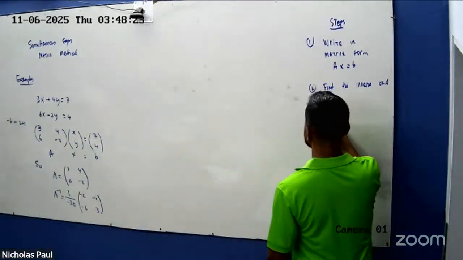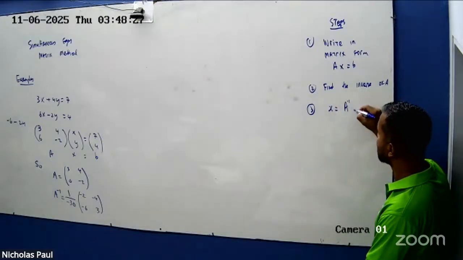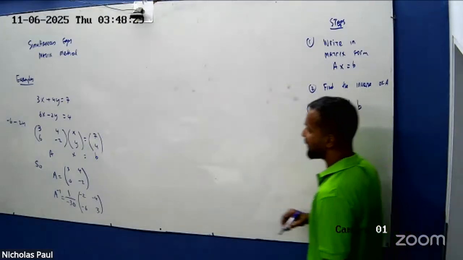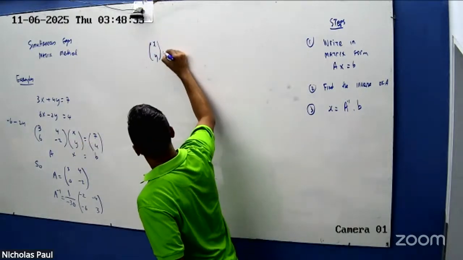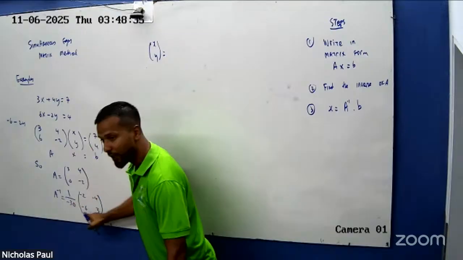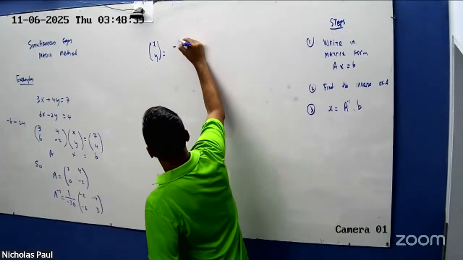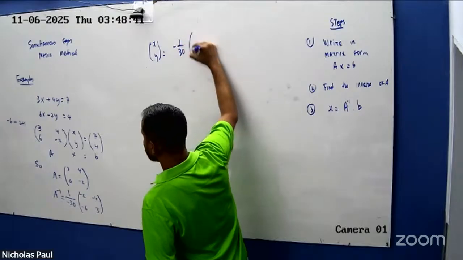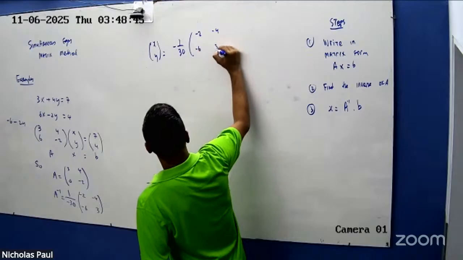Step number 3 now is X is equal to A inverse multiplied by B. So this is X. The inverse, I found it. Leave it like this, right? We're not multiplying the fraction as yet. So I'm leaving it like this: minus 1 on 30, minus 2, minus 4, minus 6, 3.